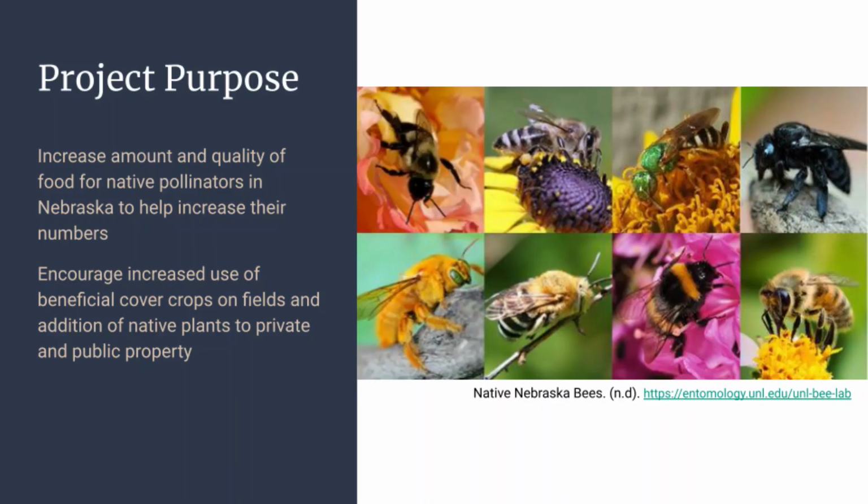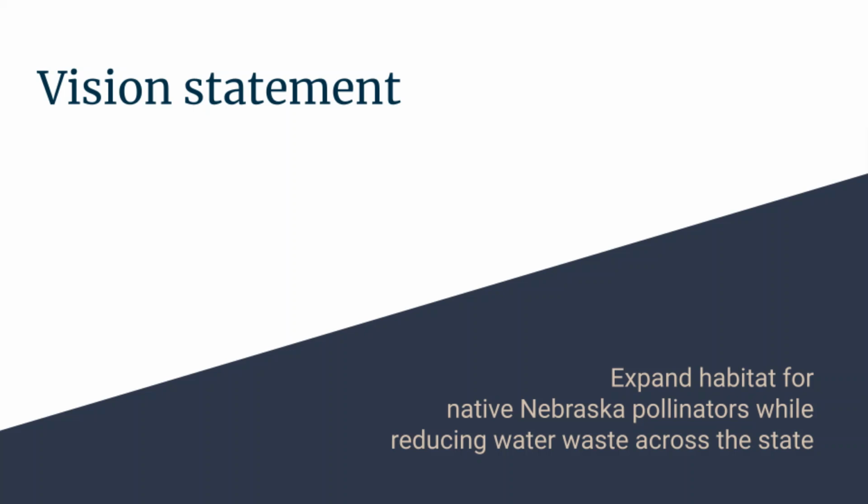The purpose of this project is to increase the amount and quality of food for native pollinators in Nebraska to help increase their numbers. This will be accomplished through the increased use of pollinator-friendly cover crops on fields and through the addition of native plants to private and public property. The project's vision is to expand habitat for native Nebraska pollinators while reducing water waste across the state.